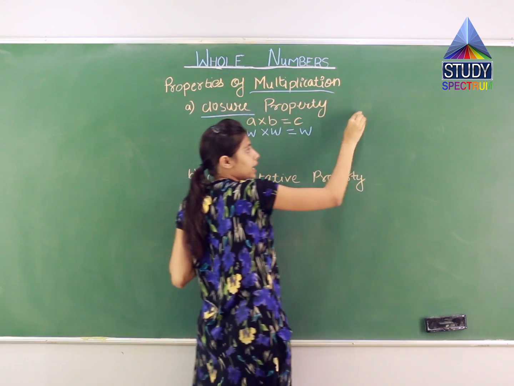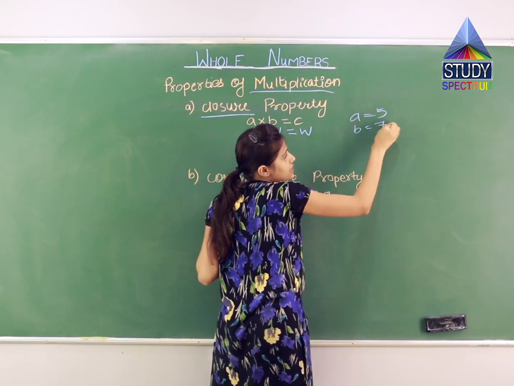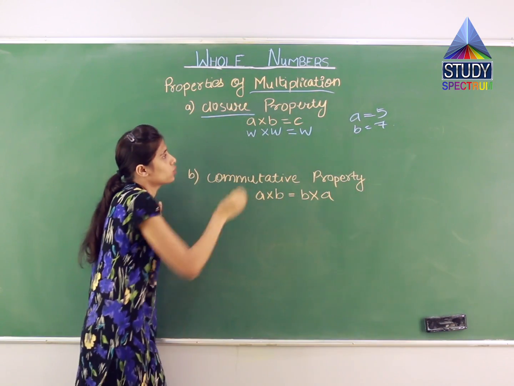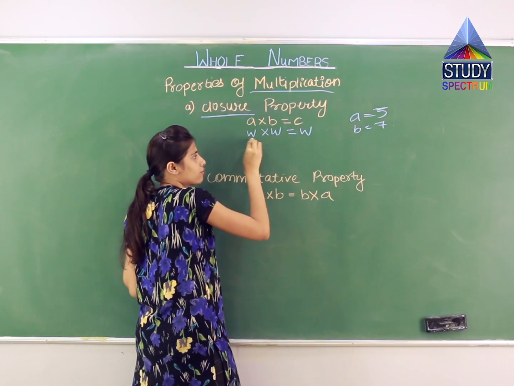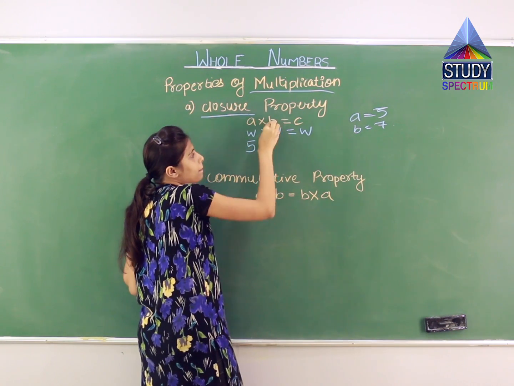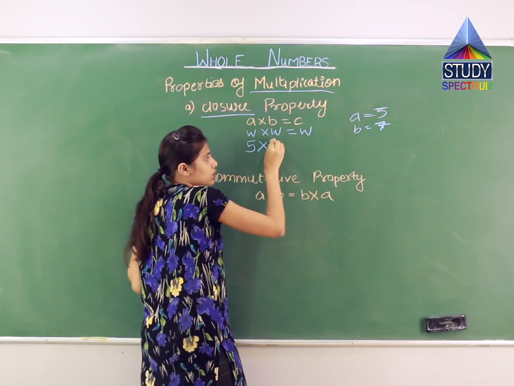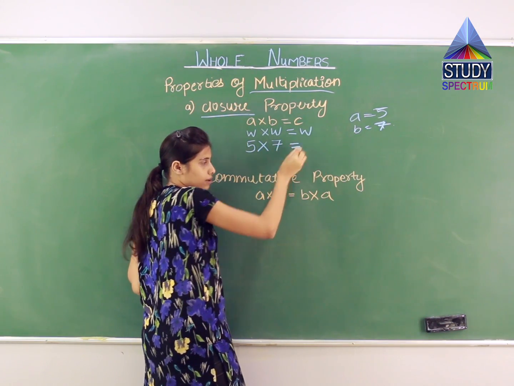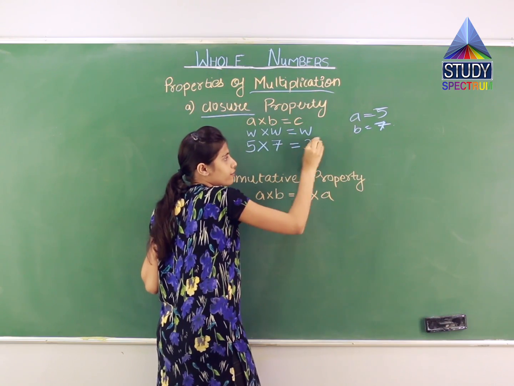Suppose I say a is equal to 5 and b is equal to 7. Okay. Now let us substitute. A की जगह पे क्या लिखूंगी मैं? 5. So I'll write 5 multiplied by b की जगह पे what I will substitute? I will substitute 7. So I'll write 7. The answer will be what? 7 5s are, or 5 7s are 35.